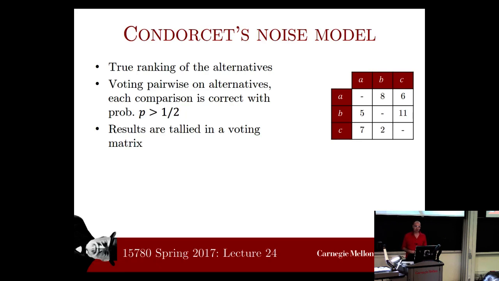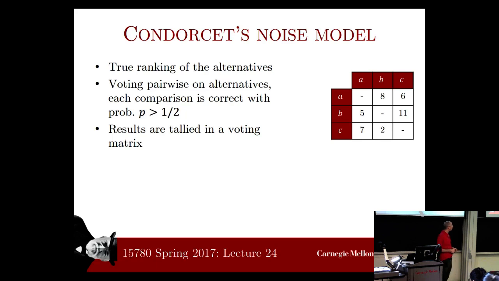And then we're tallying the results in a voting matrix like the one on the right. What is this saying? The number of voters here is 13, and each entry says how many voters prefer the alternative in the row to the alternative in the column. So for example, if you look at A versus B, 8 voters prefer A to B, and 5 voters prefer B to A. Together, it's the total number of voters, since everybody either prefers A to B or B to A. If you look at A versus C, 6 prefer A to C, and 7 prefer C to A. Again, it adds up to 13.